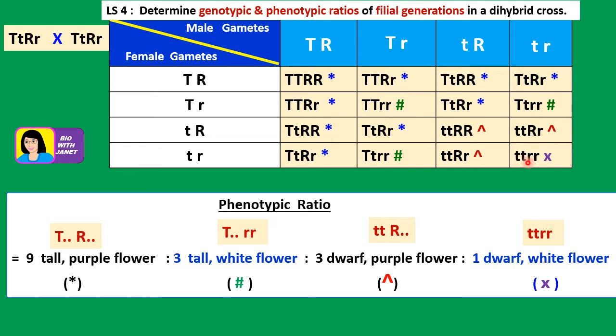And lastly, the plant with 2 recessive traits, dwarf and white flowers. Okay, there's only 1. So all the alleles here are recessive. Small t, small r, small r.